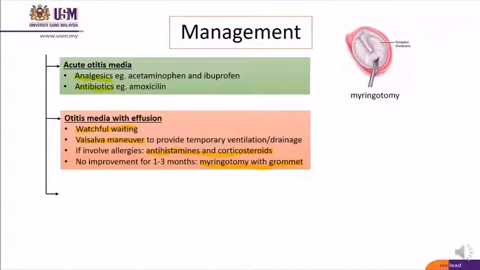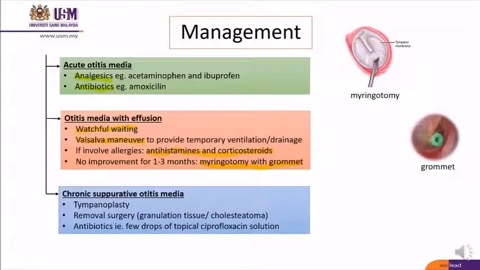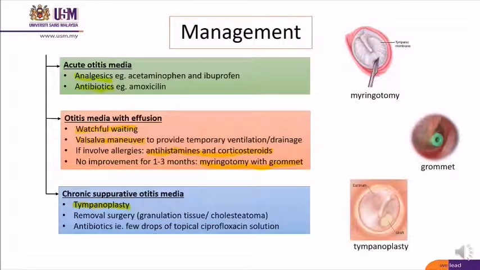Myringotomy is a surgical procedure that makes an incision at the tympanic membrane in order to relieve the pressure or drain the fluid into the ear canal. A grommet, on the other hand, is a small tube that is inserted at the tympanic membrane to allow for ventilation and prevent fluid accumulation. Last but not least, chronic suppurative otitis media is often treated with tympanoplasty, as it involves perforation of the tympanic membrane. If there is any granulation tissue or cholesteatoma involved, it must be surgically removed. Topical antibiotic drops are also prescribed, for example ciprofloxacin.